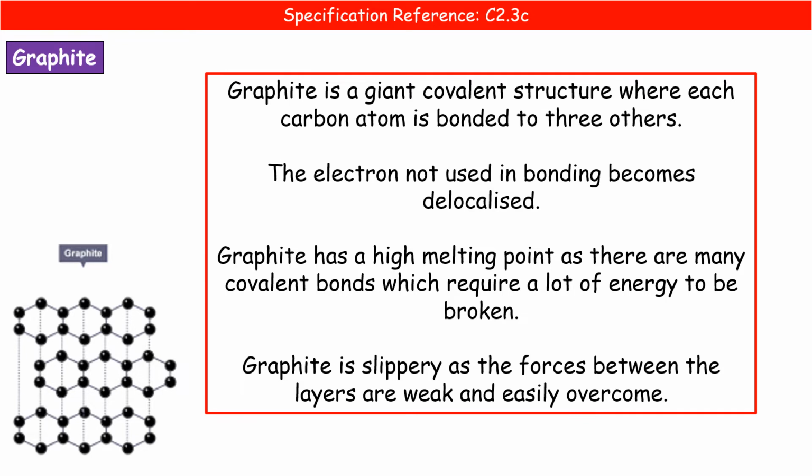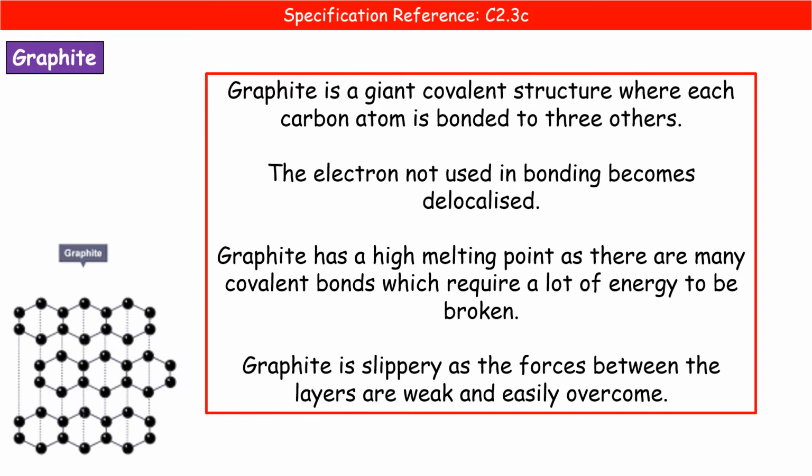Second feature here is that our graphite is slippery. Now, graphite is the stuff we find in pencil leads. This is not actually lead, it's graphite. And what you find is when you draw a pencil across a bit of paper, you leave a mark on it. And that's actually a little bit of graphite that you've transferred from the pencil onto the bit of paper.